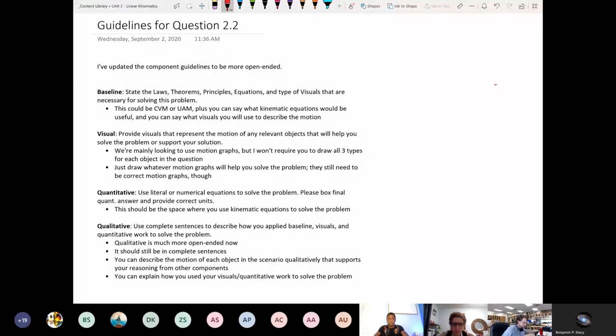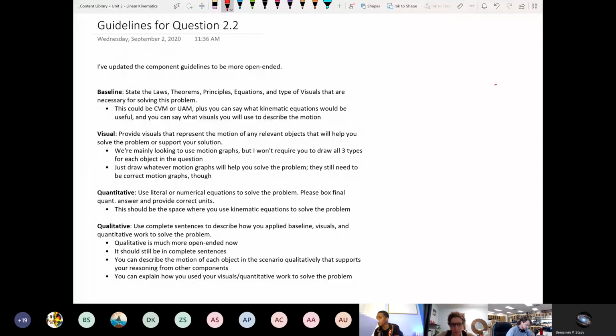So you might say, this question this Friday is going to have accelerated motion, most likely. You might get one that just has constant velocity motion, I don't know. But you could state one of those principles. Then you could say, I'm going to use the kinematic equations. You could list them if you want, because that's going to be helpful for solving the problem. And then for visuals, you could say motion graphs, or maybe you're going to draw some other sketches to help you solve the problem. That's fine.